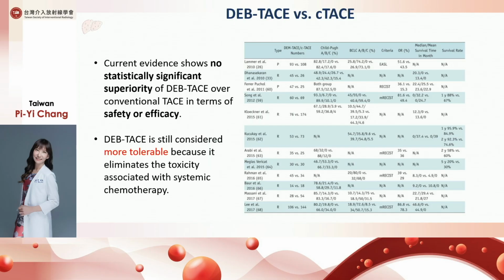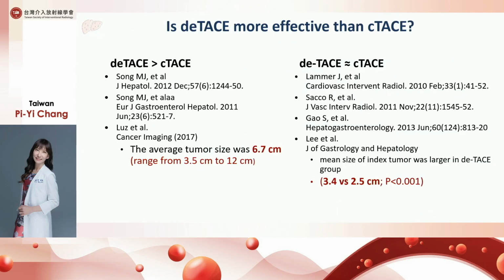And I want to compare, because we talk a lot about DEB-TACE or cTACE. So should we choose DEB-TACE or cTACE? Actually, current evidence shows no significant difference, that DEB-TACE is not superior to cTACE in terms of safety and efficacy. But why do we still do DEB-TACE? Because it eliminates the toxicity associated with systemic chemotherapy. Actually, it decreases the side effects, and the patient will tolerate it more.